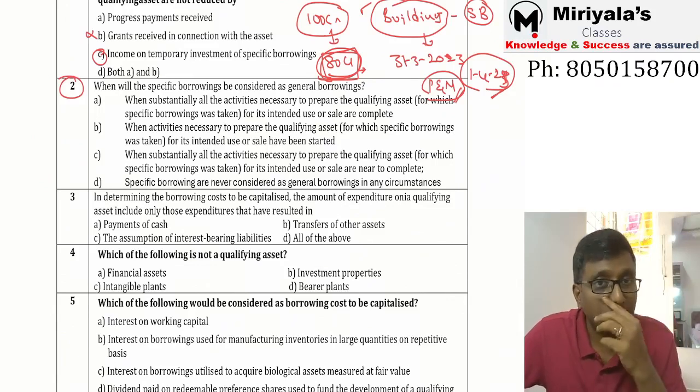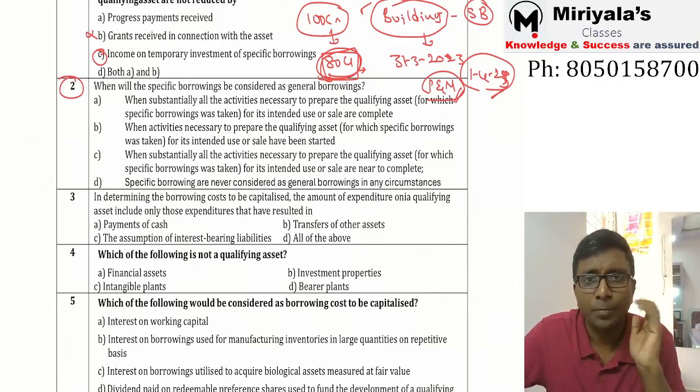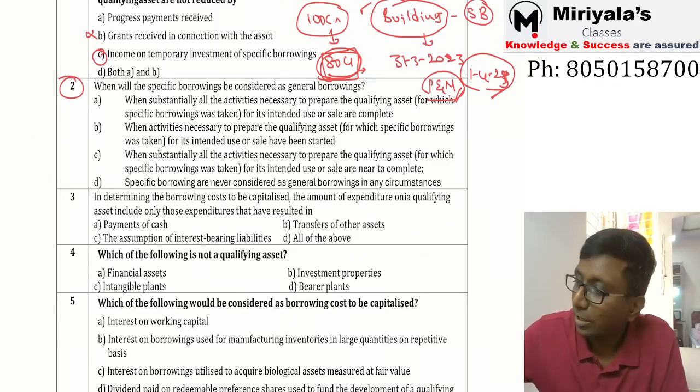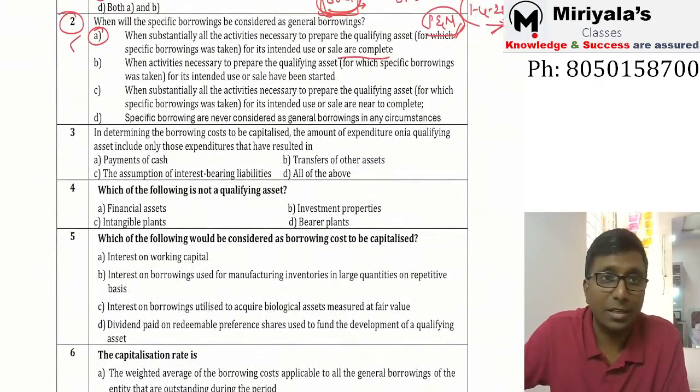Now, when substantially all the activity necessary to prepare the qualifying asset for the intended use is complete, not near to complete, which is complete. Specific borrowings are never considered general until then. No, this is an amendment. D is without doubt not correct. Which one is told, my dear? When the qualifying asset is ready, ready in the sense complete, not near to complete, not something left to complete. So that's why A is the 100% right answer.